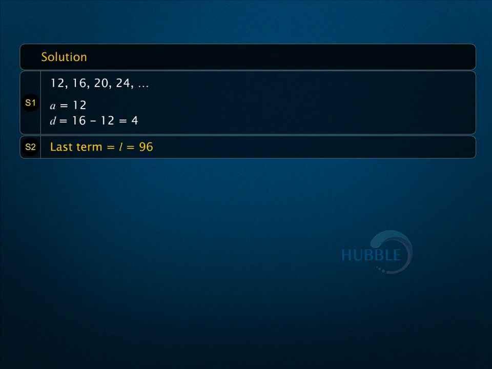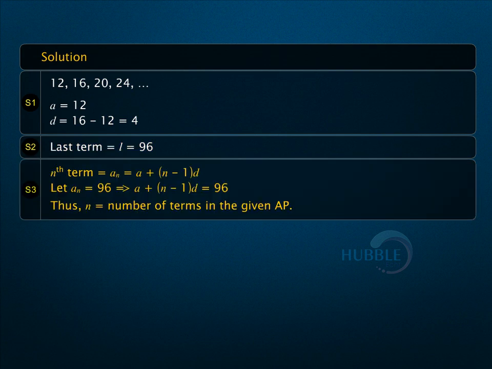Next, the greatest two-digit number that is divisible by 4 is 96. Therefore, the last term of the arithmetic progression is 96. Now, let this last term be an. The value of n will tell us what term 96 is in the given AP. We know that 96 is the last term, and so the value of n will give the number of terms in the given arithmetic progression.